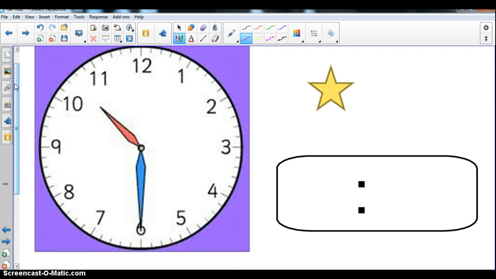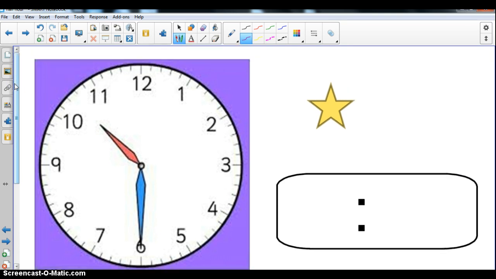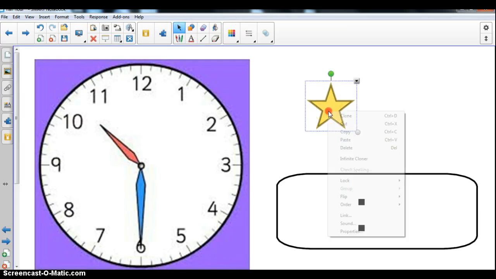Let's try one more. Look at the hour hand first. Decide which hour you say. Look at the minute hand and decide what we say when that long hand is on the 6, since it's halfway around the clock. Write the time in your math journal.